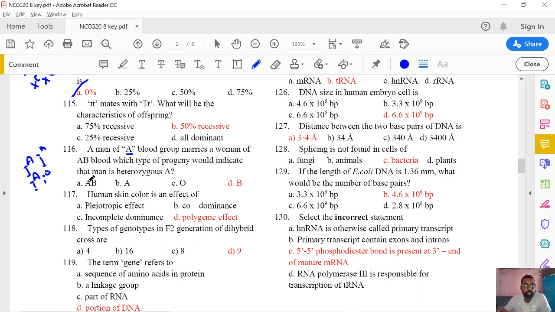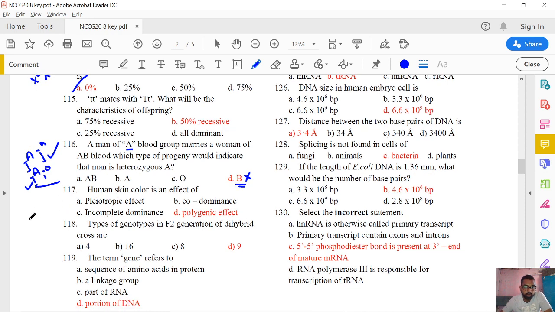Which type of progeny would indicate the man is heterozygous for A? If these two are having a child with B blood group, this is possible only when the person is heterozygous. So a child having B will indicate that the person is heterozygous. If he is homozygous dominant, definitely B will not be produced. The only possibilities in their children will be A and AB.